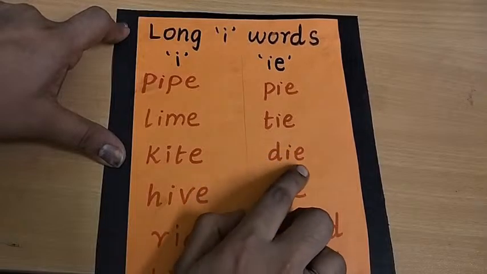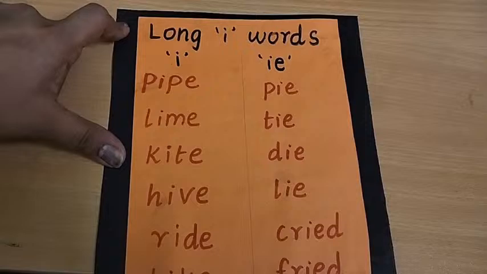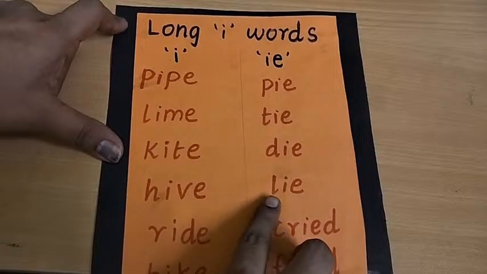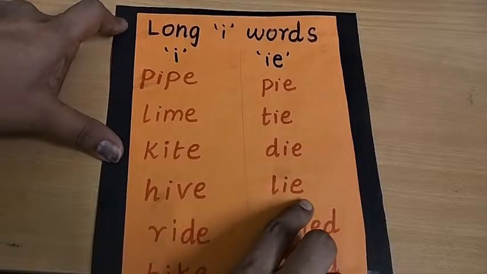D-I, die. Now you know the reasons why we pronounce such words in a different way. We have phonic sounds for each and every letter, but in some cases the sound changes and the meaning of the word changes. So now you can come to know the reasons why we change the sounds. Next is L I E.